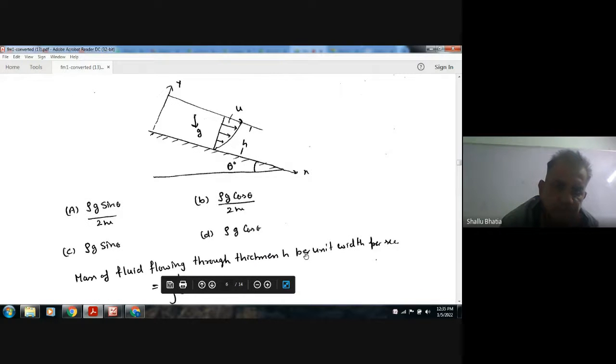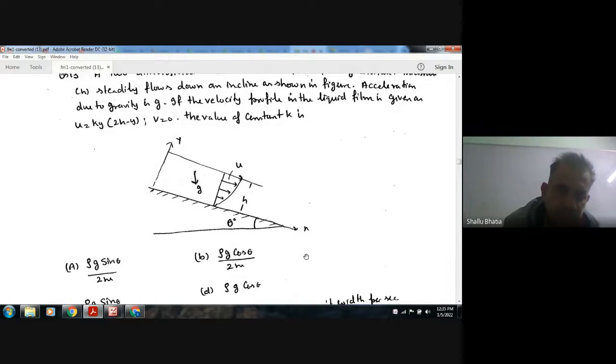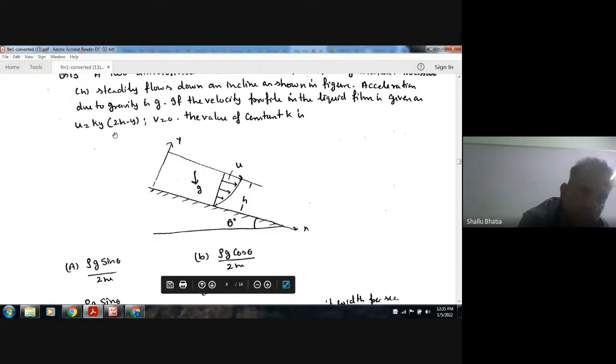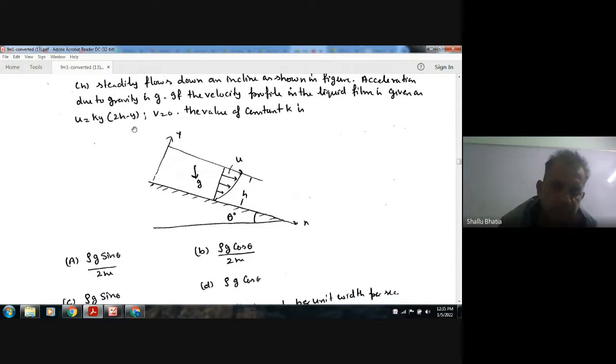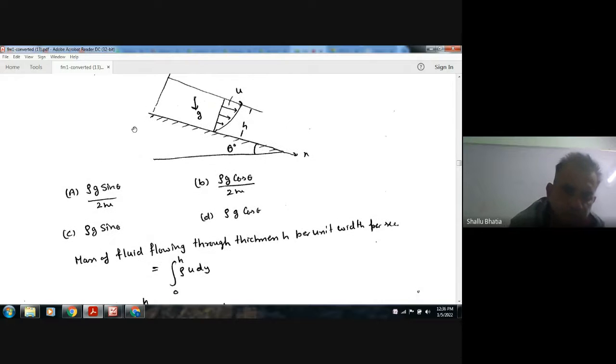So first of all, we have to find out the value of k in terms of rho, g, and quantity, as u is varying as ky(2h minus y). First, we find out the mass of the fluid flowing in this region. At any distance y, in a strip of thickness dy, the velocity is u.